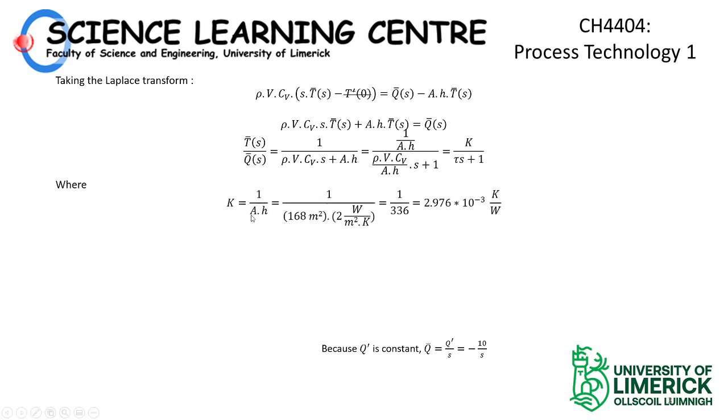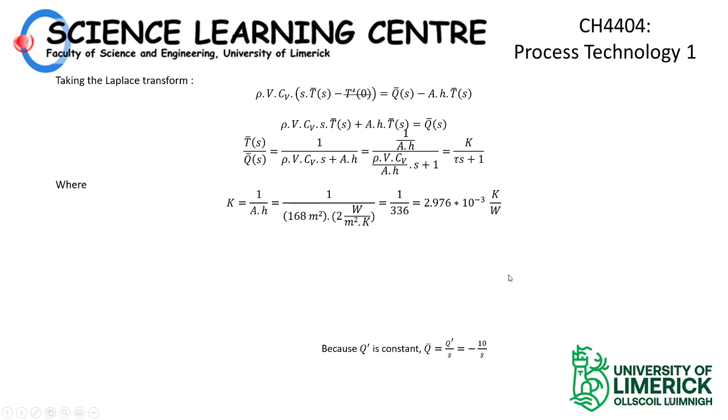Now k is equal to 1 over 168 times 2, the reciprocal of that, 1 over 336, which is 2.3 times 10 to the negative 3 Kelvin per watt. So almost 3 millikelvin per watt. It's a very small number.